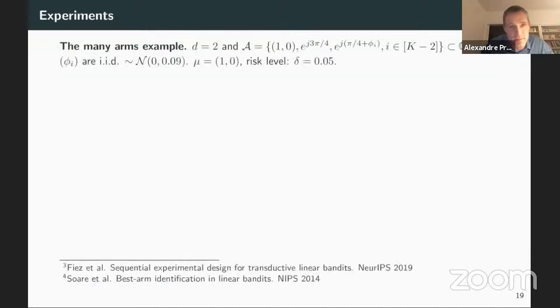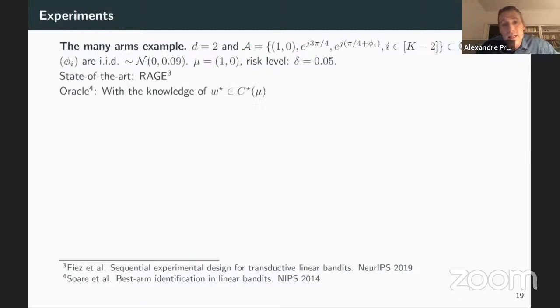So that's very important. So for the experiment, we took dimension two and K arms placed on the unit circle. And we compared our algorithms to RAGE, the state-of-the-art algorithm from NeurIPS 2019, and an Oracle algorithm that was proposed by Soare et al., where they assume that the best allocation is known at the beginning.